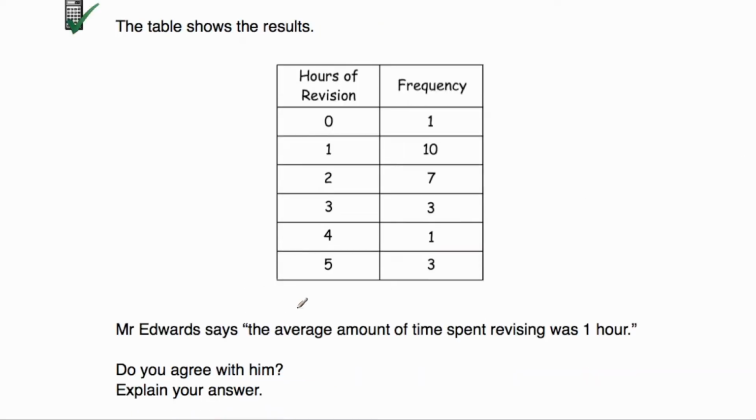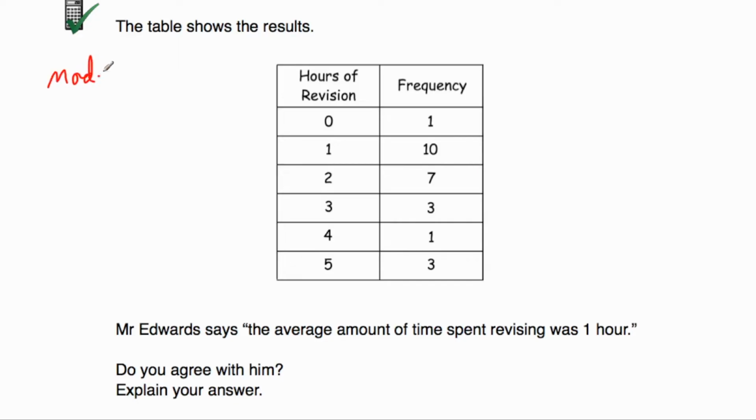And Mr. Edwards says the average amount of time spent revising for the test was 1 hour. Do you agree with him? Explain your answer. Now he didn't specify whether it was the mean, the mode, or the median. So let's work out the mean, the mode and the median and see if they are 1 hour, and see if we agree with Mr. Edwards or not. So let's start with the mode.